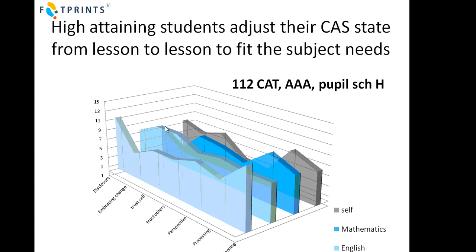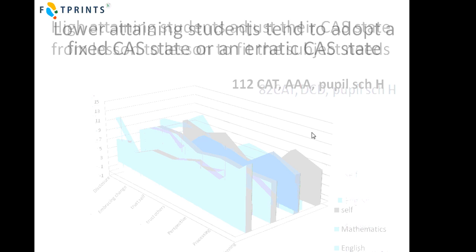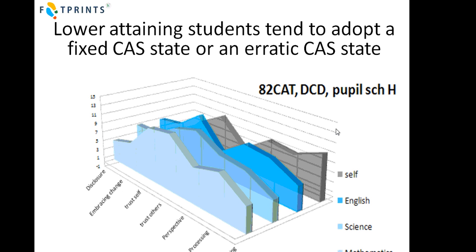We can see how there are subtle but clear modulations across all the subjects, becoming more highly disclosing, becoming more planning orientated, and a number of other changes here as well. Now, if I move on to lower attaining students, what we see immediately is that the CAS state score across their subjects is less flexible. We've got two here which are very similar to each other, and this one here is very similar to the instinctive score at the back.